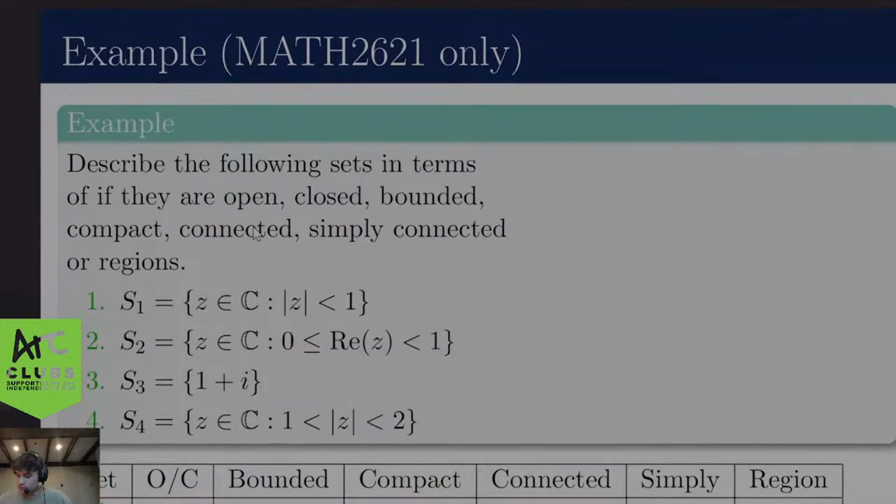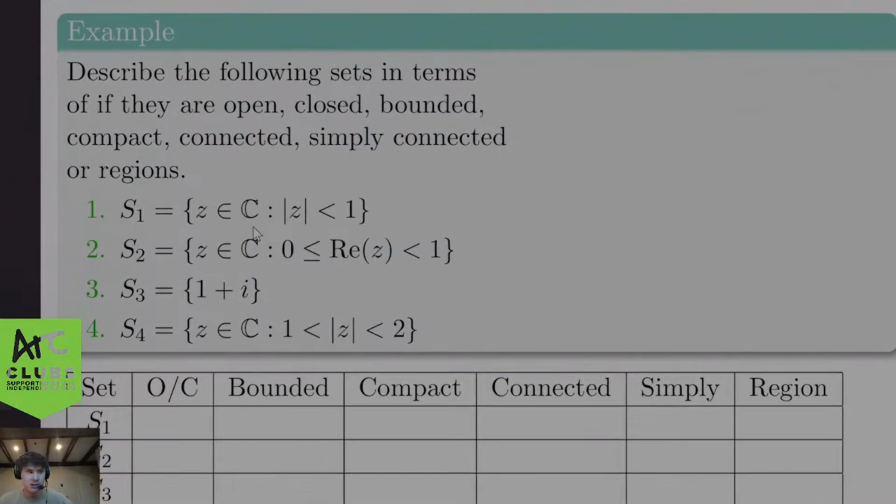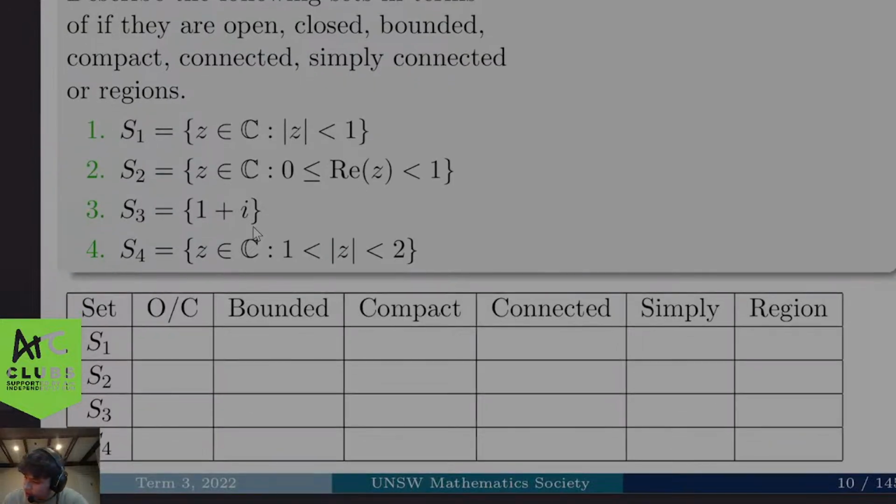All right, so let's look at a question example here. Describe the following sets in terms of whether they are open, closed, bounded, compact, connected, simply connected, or regions. Let's look at the first set. The first set is the set of all complex numbers that have a modulus less than 1.